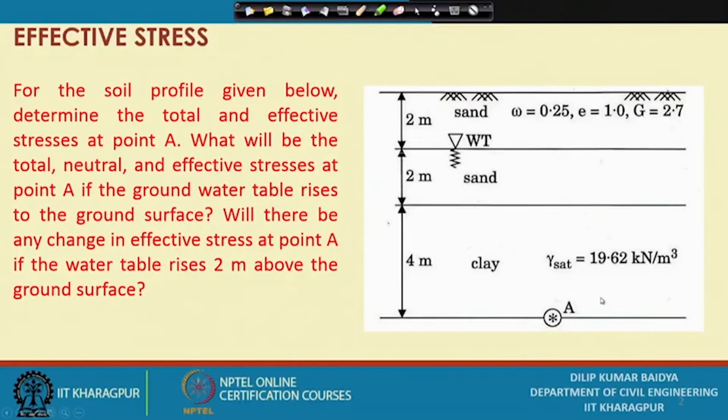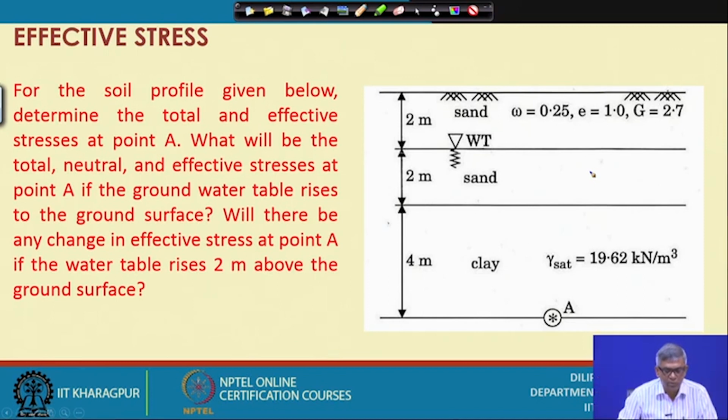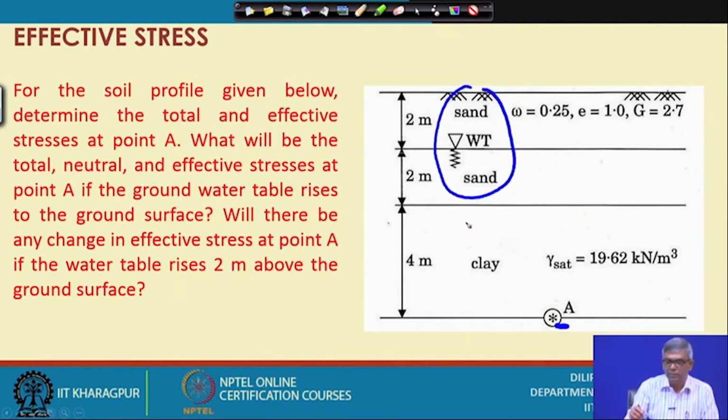For the soil profile given here below, determine the total and effective stress at point A. Point A is shown here, and in the soil profile, this is the ground mark, and from 0 to 4 meters is a sand layer. In the middle of this sand layer there is a water table, exactly at 2 meters from the ground surface. So, out of 4 meters, 2 meters is not saturated and 2 meters is saturated.